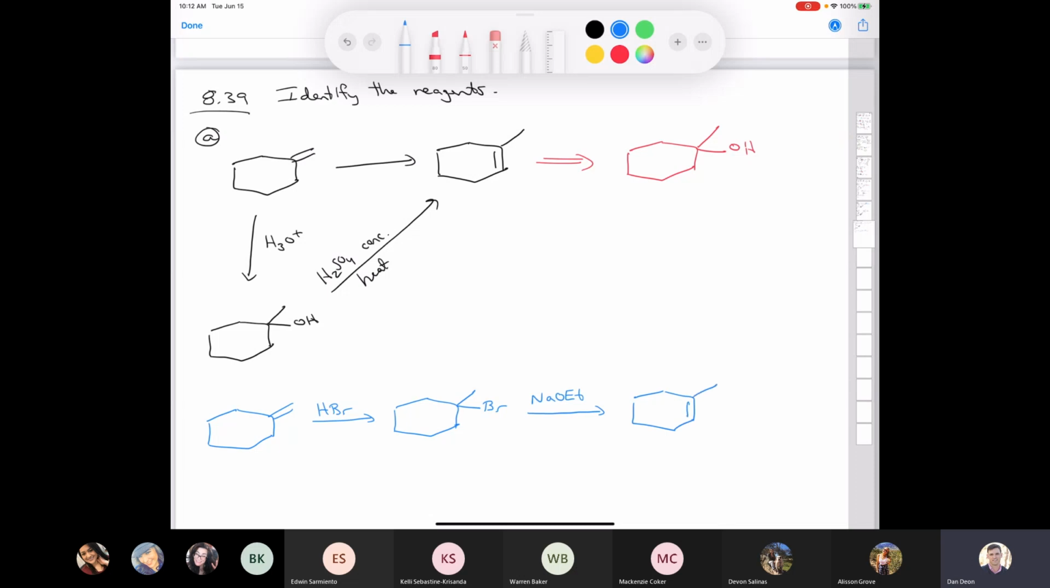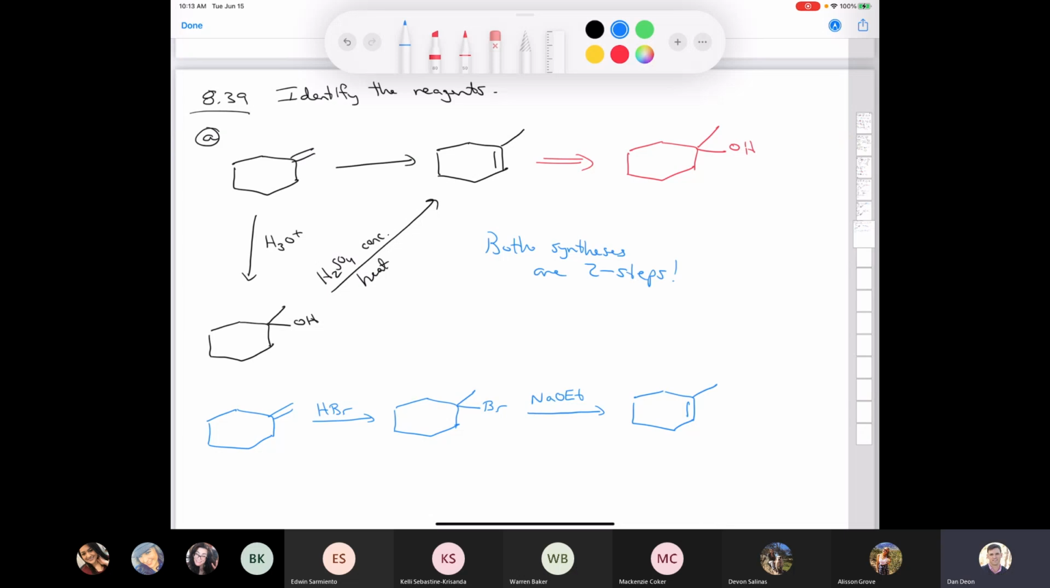So either way works. They're both two-step syntheses. So both syntheses are two steps. So either way works.